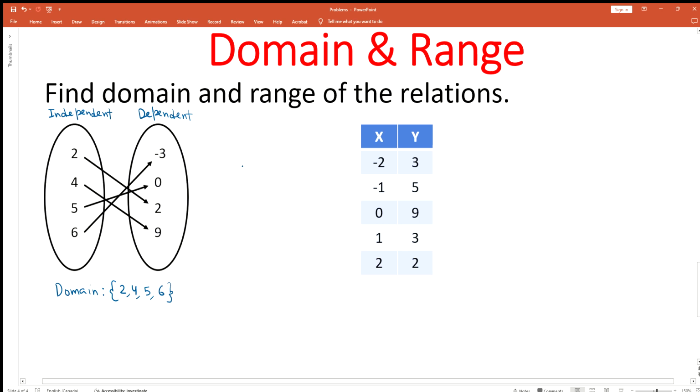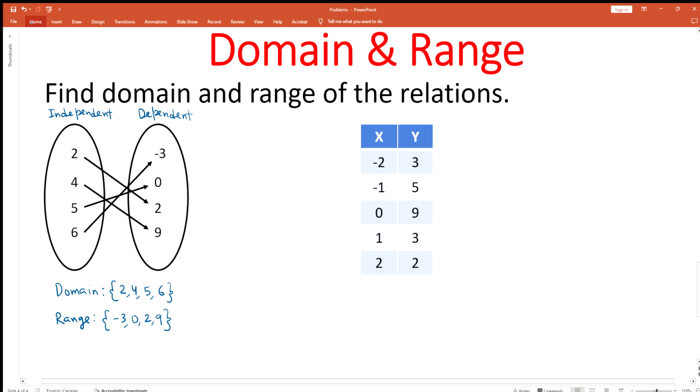Now we can write its range. Range is for dependent variable values, and we are given 4 specific dependent variable values, -3, 0, 2, and 9. So for range, we can list these 4 values in ascending order or least to greatest in curly brackets. This is the range of the given mapping diagram. We are done with the first relation.